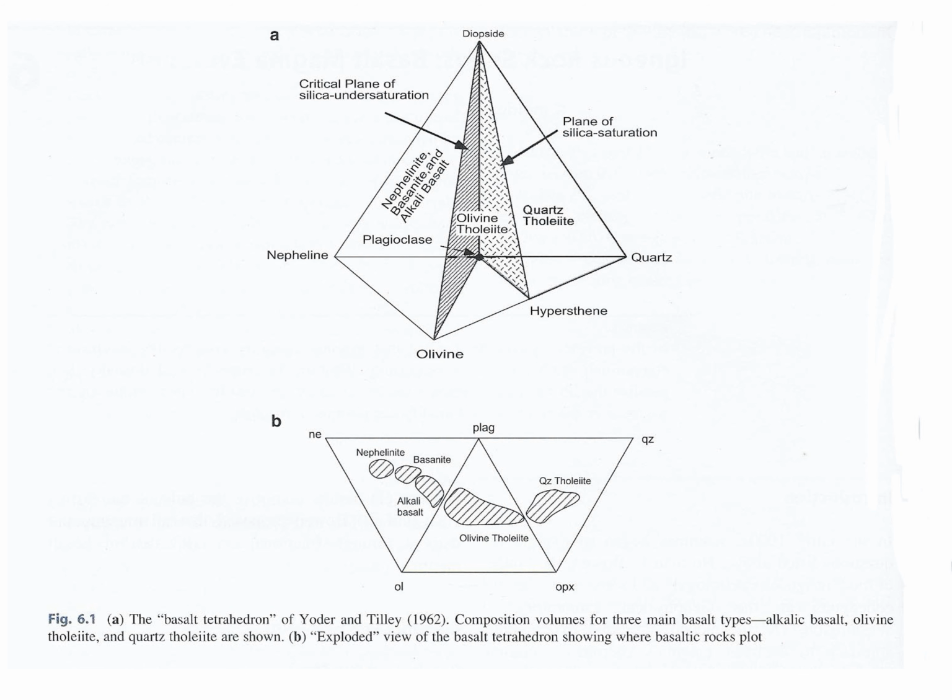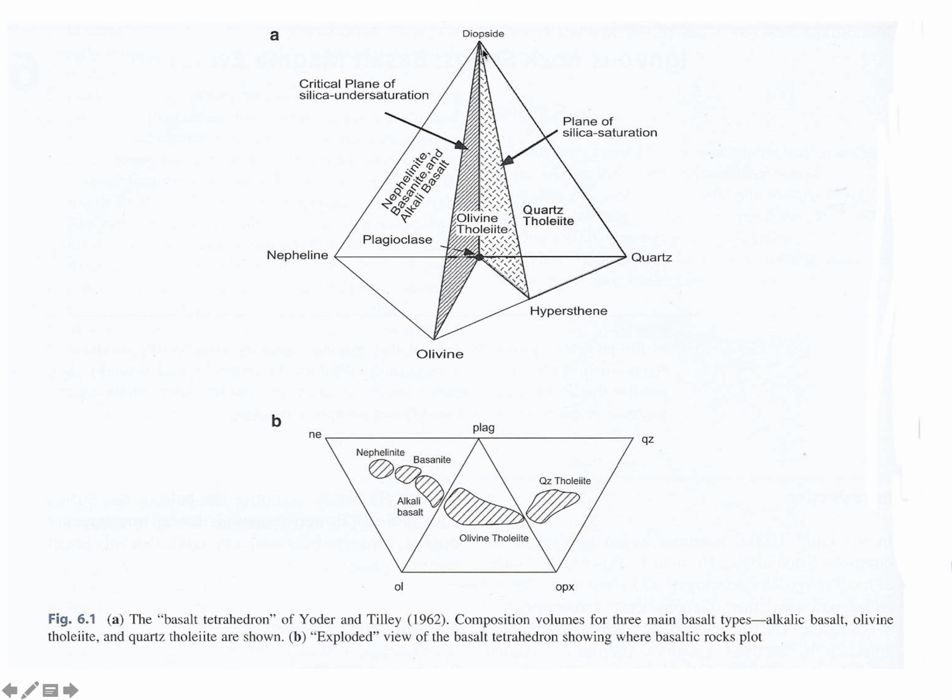Coming to our next figure, we have the basalt tetrahedron. In figure A, we have the diopside at the top, here the nepheline, the olivine, the hypersthene, the quartz, and here the plagioclase. On this side we have the quartz tholeiites. These are quartz saturated basalts. We are calling this a quartz tholeiite.